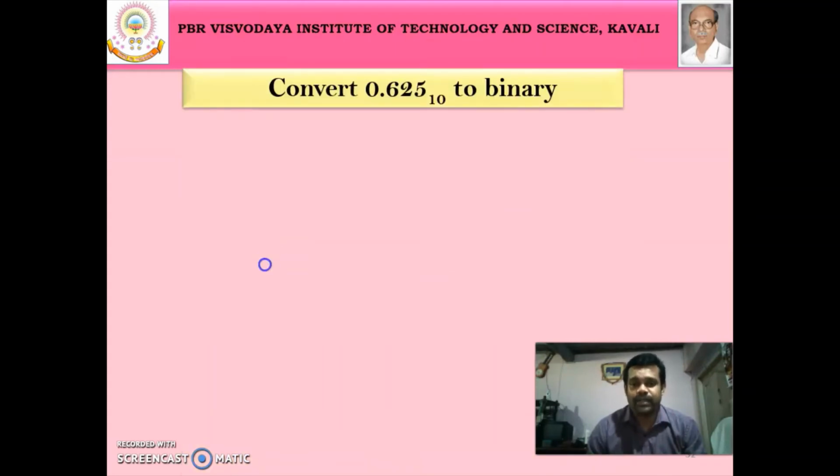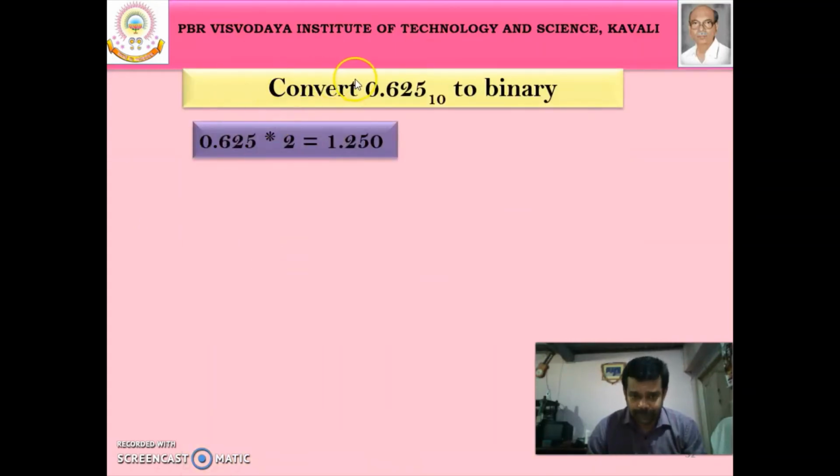Now we are going to see one problem. Here we want to convert the number 0.625 to the base 10 to binary. The base 10 means it is a decimal number. The first step is to multiply 0.625 by 2. We get 1.25. Now we record this carry or whole number, taking this as A1.